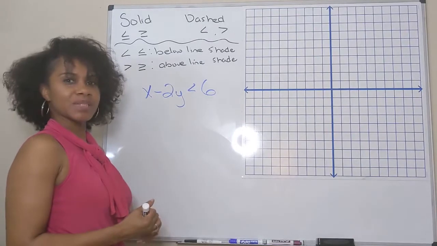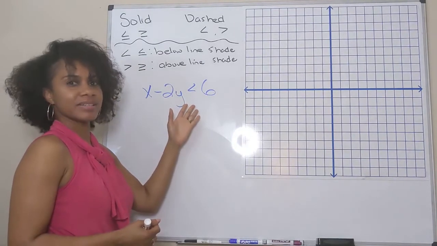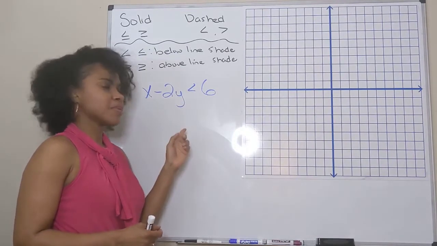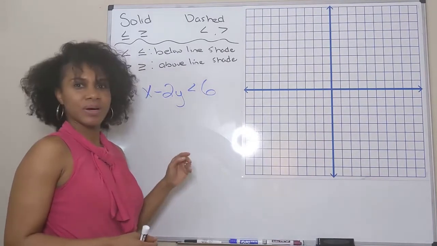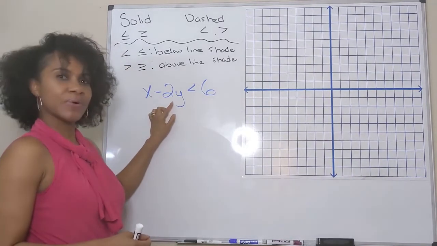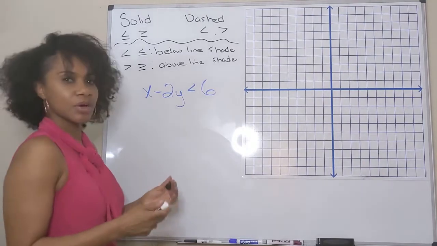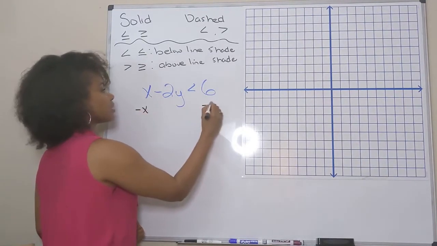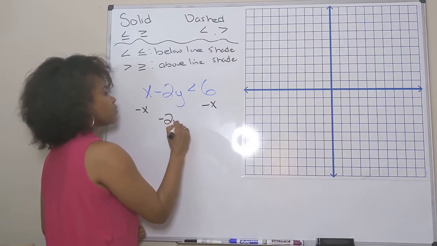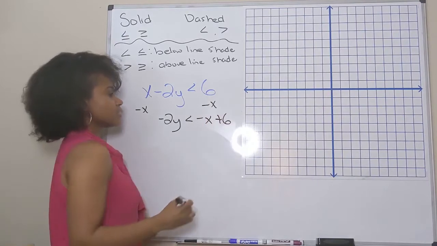Okay, so for our last problem, we have x minus 2y is less than 6. Looks very similar to the problem we just did, but it's a little different, okay? And we're going to see why. So the first thing we want to do is solve for y to rewrite this inequality in slope-intercept form. So subtracting x, I'm left with negative 2y is less than negative x plus 6.